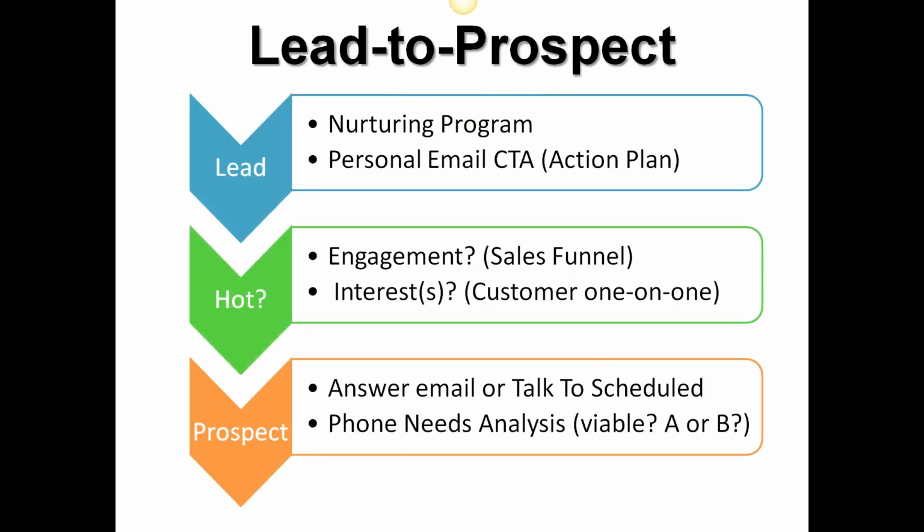So if you remember what we talked about last week, how does it work? Well, they start out into the nurturing program automatically. We want to do a personal email call to action, as part of the action plan, and we're going to go through some of that, how you'd formulate that email today. We're going to look at what are they engaged with through the sales funnel, figuring out what their interests are in customer one-on-one, and then we will do the personal email based on those interests here today.